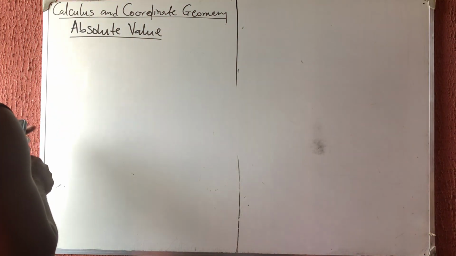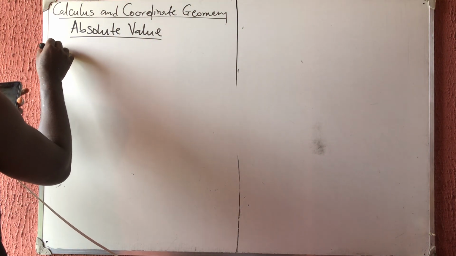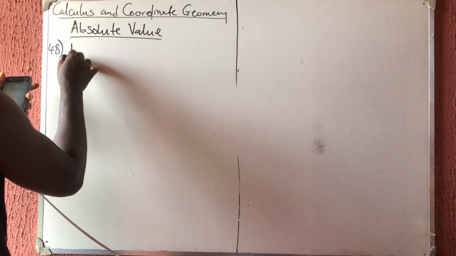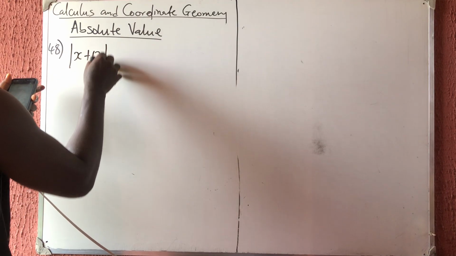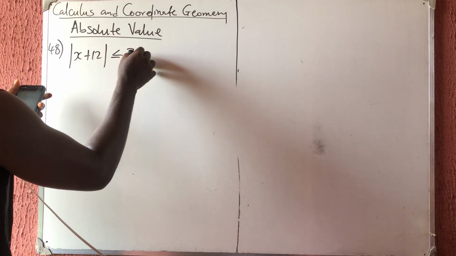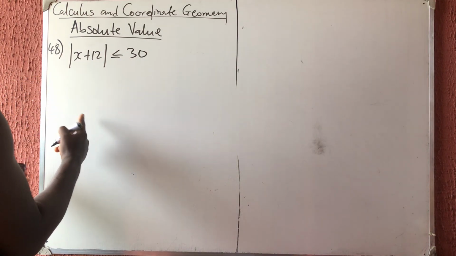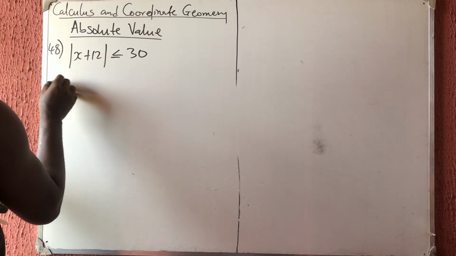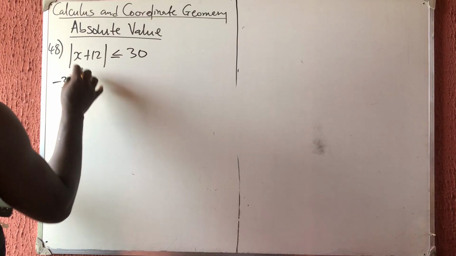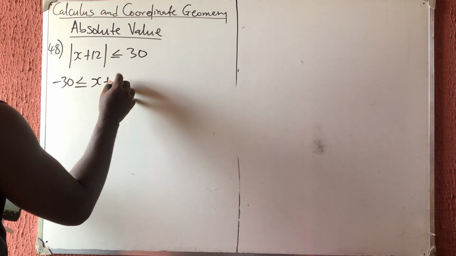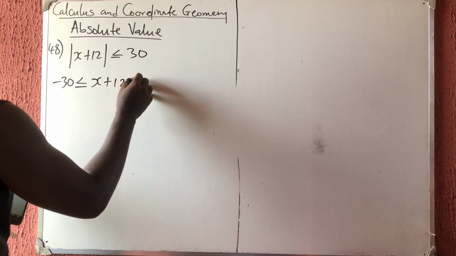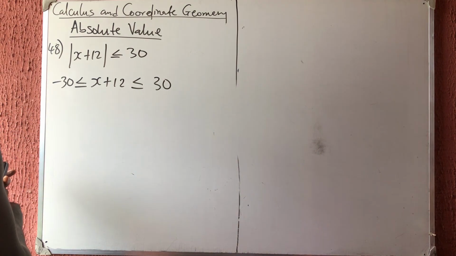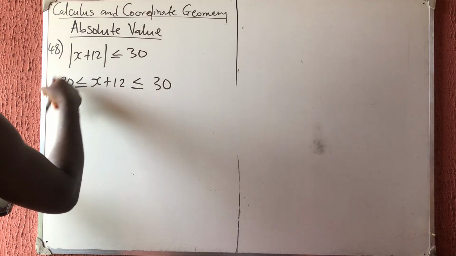Now for question number 48, it said the absolute value of x plus 12 is less than or equal to 30. Okay, this one is just one single person. So to remove this line simply means minus 30 is less than or equal to x plus 12, which is less than or equal to 30. Like I said before, what you do to the left, you must do to the right. So this 12 should move to both sides.